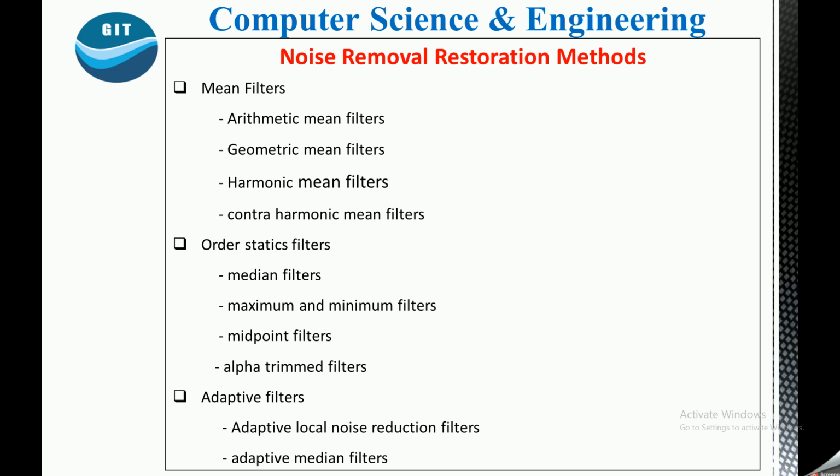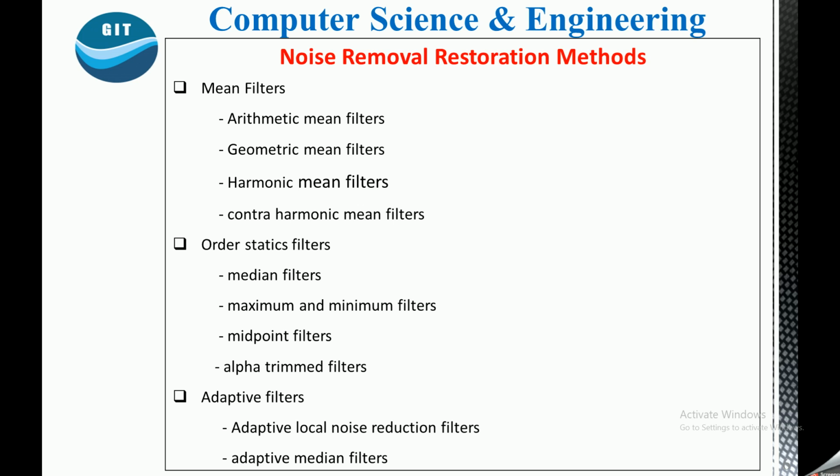And for the contra harmonic mean filter, the contra harmonic filter is given by f'(x,y) = summation g(m,n) power q+1 divided by summation of g(m,n) power q, where q is the order of filters. If q is a positive value, then the filter is used for pepper noise. For q negative, the filter is used for salt noise.